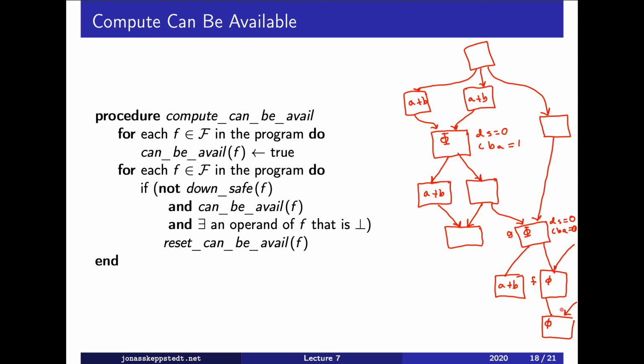So now we don't need the down safety anymore, and instead we will use can be available and another attribute to see exactly where the expressions should be inserted. That means for which bottom operands we should insert the expression.